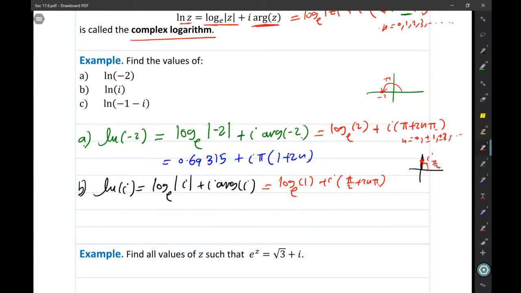Now logarithm of 1 with base e is equal to 0. So this one becomes i times pi over 2 plus 2n pi. This is the logarithm of i.